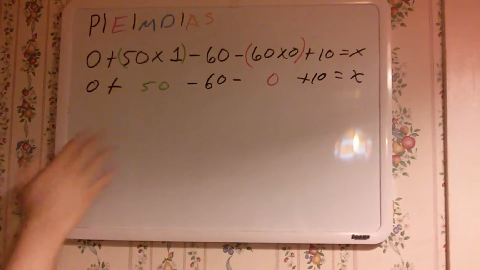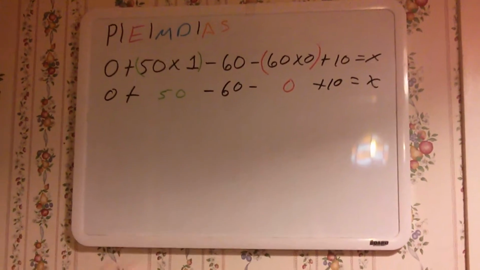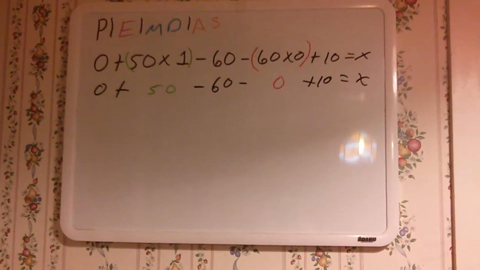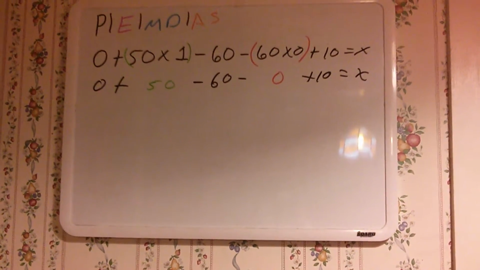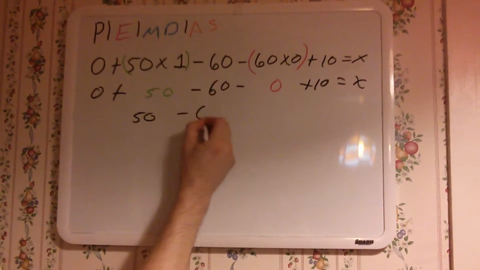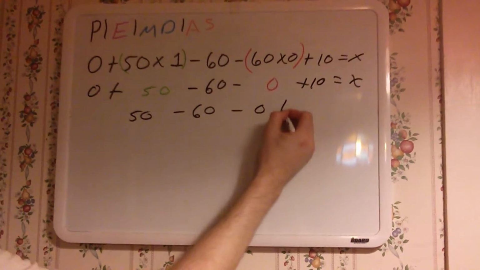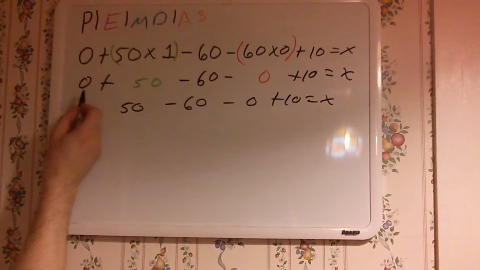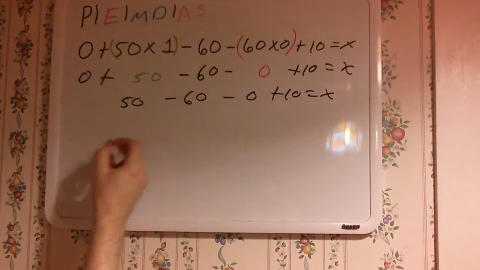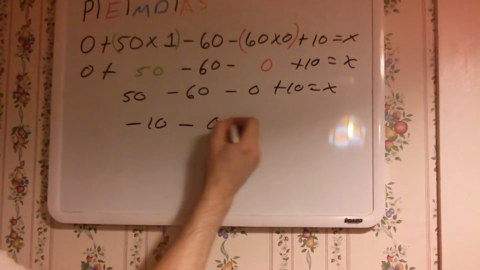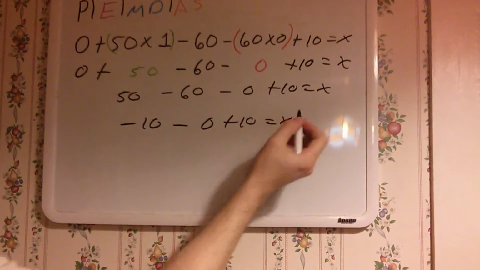Okay, now we're going to just start working our addition and subtraction left to right because we're down to this level on PEMDAS. So 0 plus 50 is going to result in 50. Now we have 50 minus 60 minus 0 plus 10 equals x. And also, if you want to, you can come back and say this 0 minus that 0 equals out. So 50 minus 60 is negative 10 minus 0 plus 10 equals x.